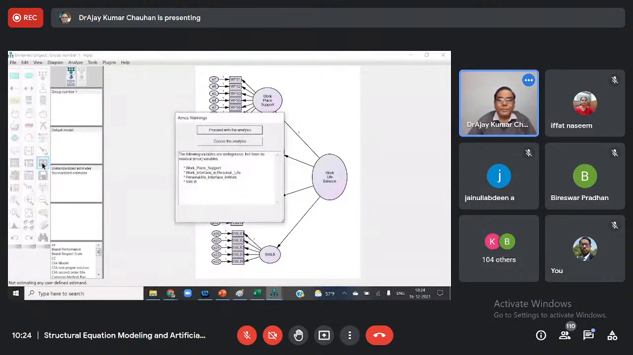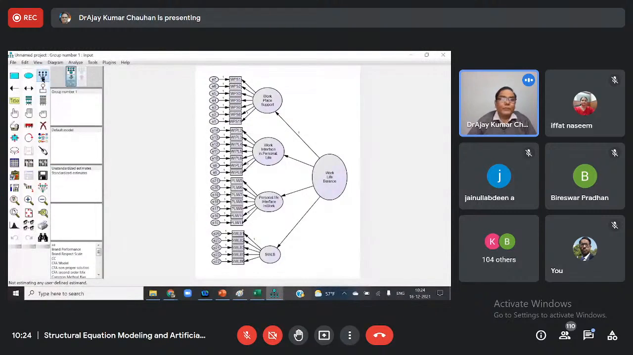Run it. The software is saying that we have to put 1 error term in all the constructs. It is a rule of Amos that we have to put an error term on all the endogenous constructs. Now we can run it. So this is almost ready.